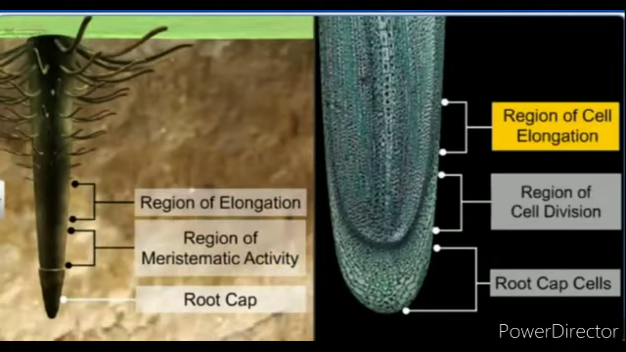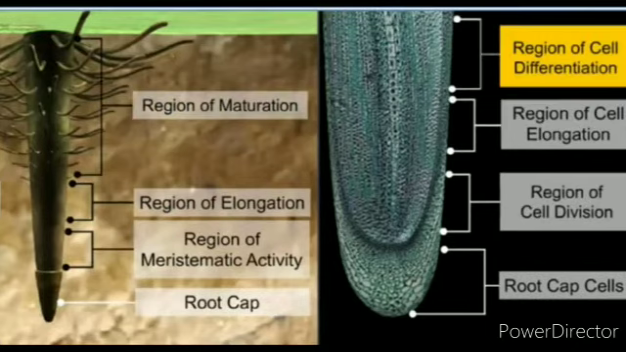Then, the next portion is the region of elongation. The cells of this region undergo rapid elongation and enlargement, and it is responsible for the growth of the root in length. Okay, region of elongation. After the meristematic tissue is formed, it helps in the length of the root. Next point, last point, region of maturation.